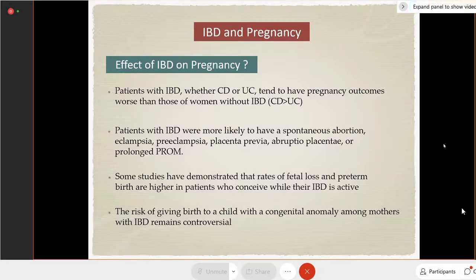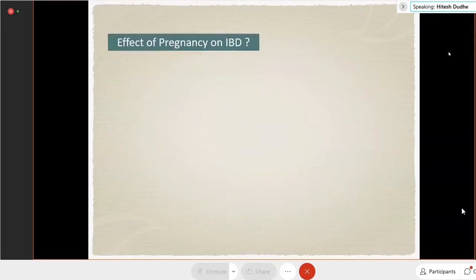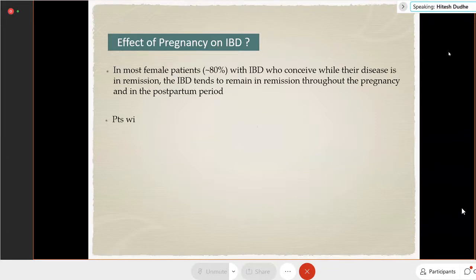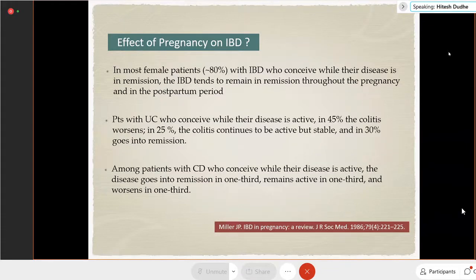The risk of giving birth to a child with congenital anomaly among mothers with IBD is controversial. Now, what is the effect of pregnancy on IBD? In most female patients with IBD who conceive while their disease is in remission, the IBD tends to remain in remission throughout pregnancy and in the postpartum period. That is seen in up to 80% of the female patients.